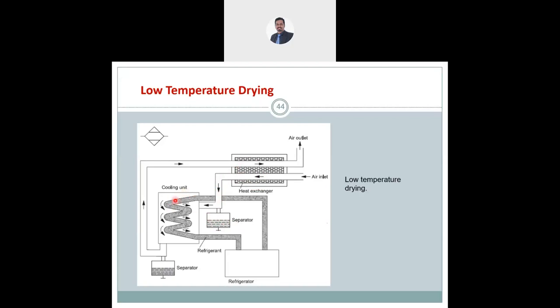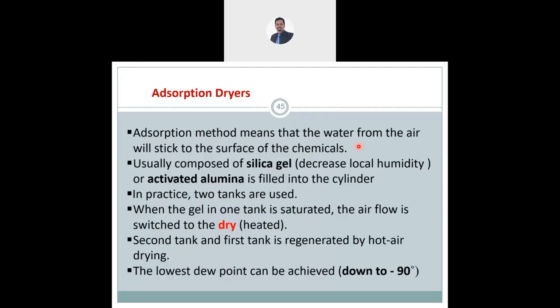Okay, then you have the further cooling. Dekat sini pun ada. Every time it pass by the cooling ataupun heat exchanger, it will have a separator to collect the water. Then only it will go back to your system. So this we call as low temperature drying. So this is adsorption. So what is the difference between adsorption dryer and absorption dryer? So this is another favorite question.